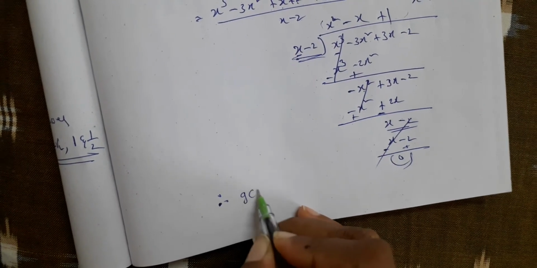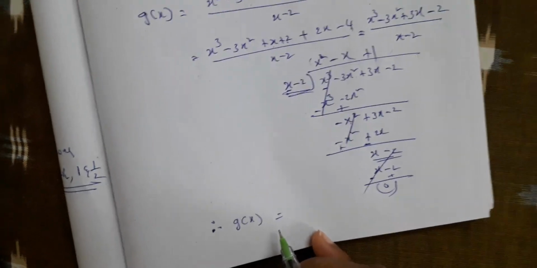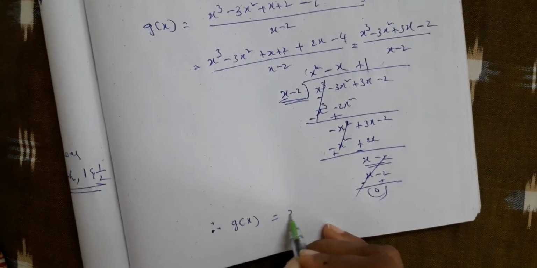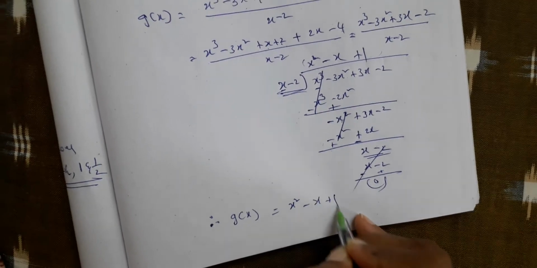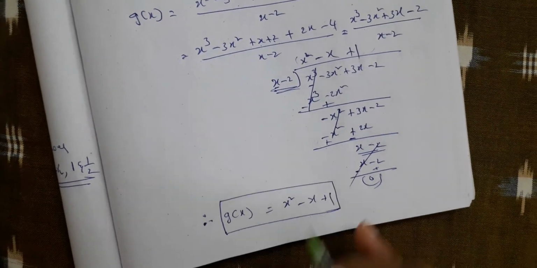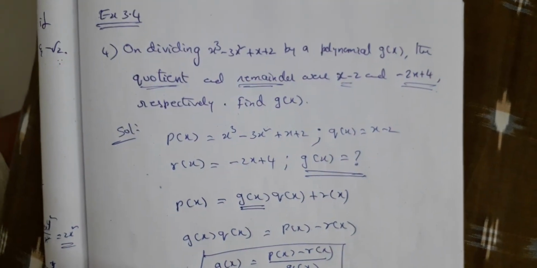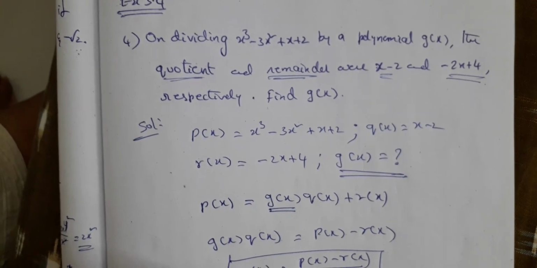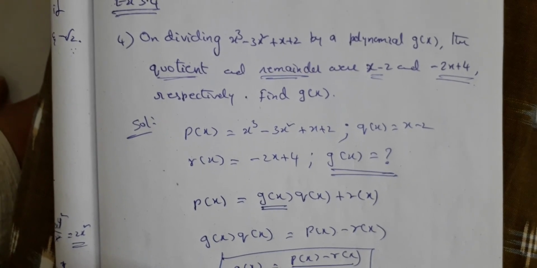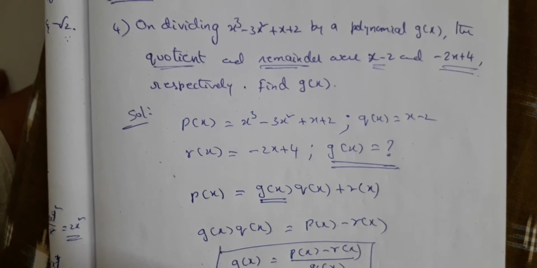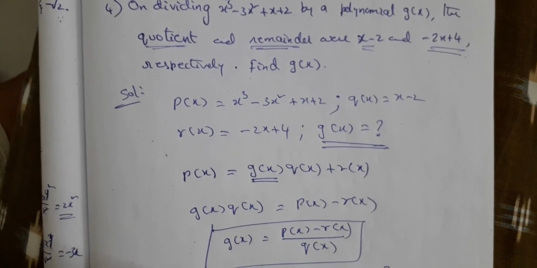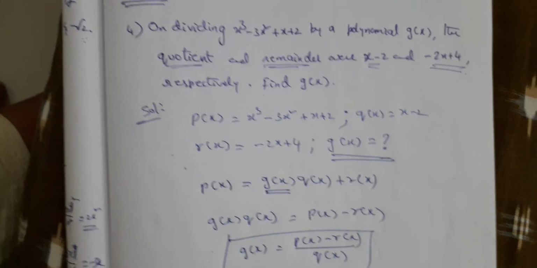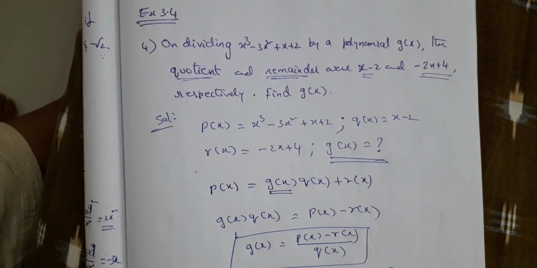So therefore, g of x is equal to the quotient whatever we got here. Therefore, g of x is equal to x square minus x plus 1. This is the conclusion. Okay, children, so take the screenshot of this. So here what did we do? We just simplified whatever the division algorithm equation is there. From there, first we determined g of x, then substituted the values of p of x, r of x and q of x. Okay, take the screenshot.